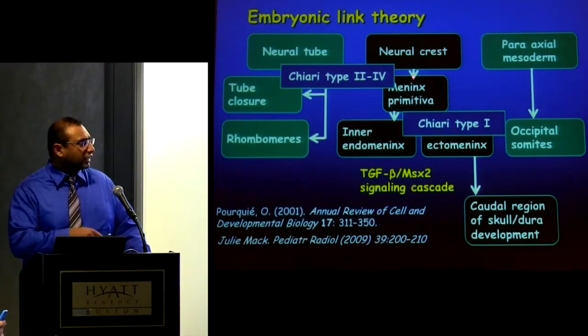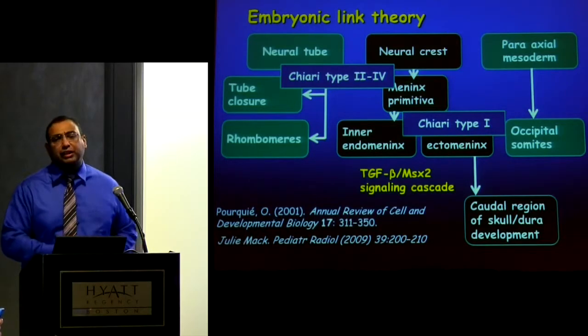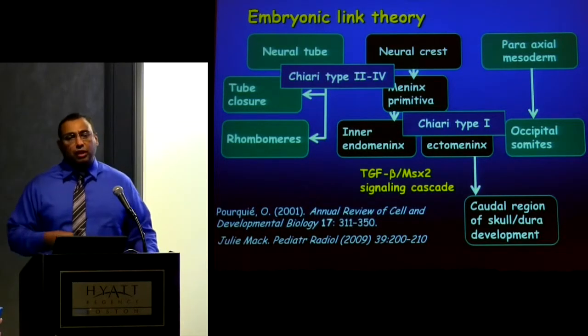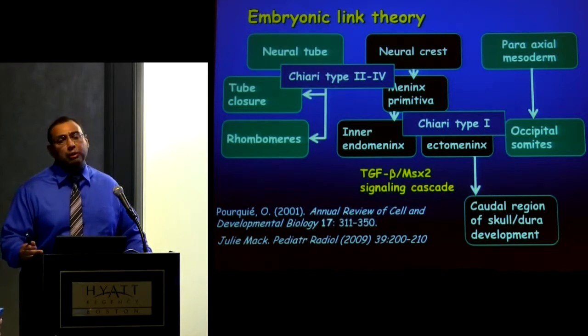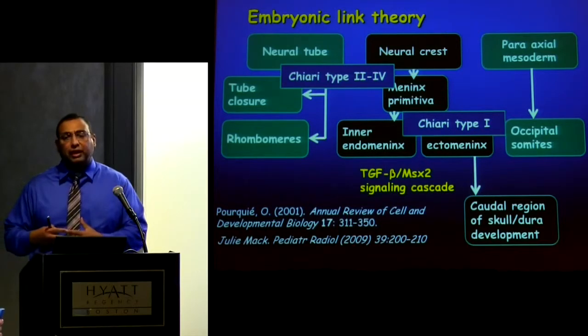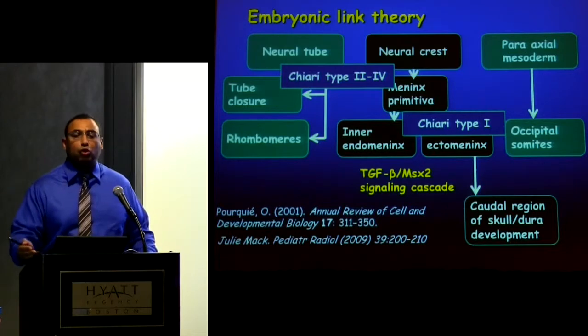And depending on the cascade, if the abnormalities start at a later phase, you would be seeing a Chiari type 1 malformation. If you're seeing abnormality of the neural crest cell at an earlier phase, you may be seeing Chiari type 2 to type 4 abnormalities, where tube closure abnormalities and even agenesis may be essential components of the whole syndrome.